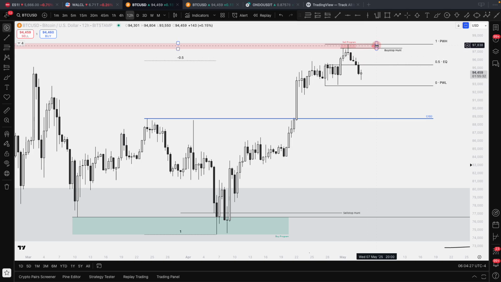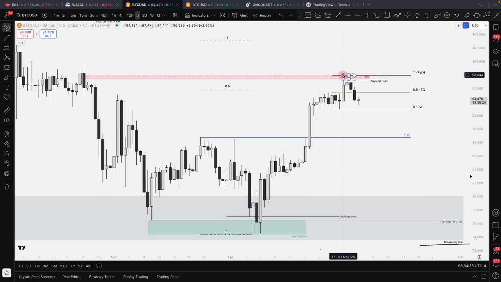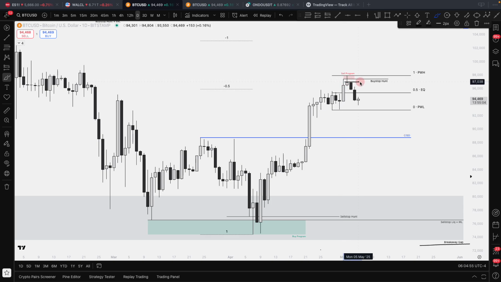And we know that we are now in a sell program. We're now in a daily sell program, and you can see just how clean that rejection from the BPR was and the daily order block. So we're now in a daily sell program. And we know it's a daily sell program because we have had the buy stop hunt off this high and the candle body closures below.